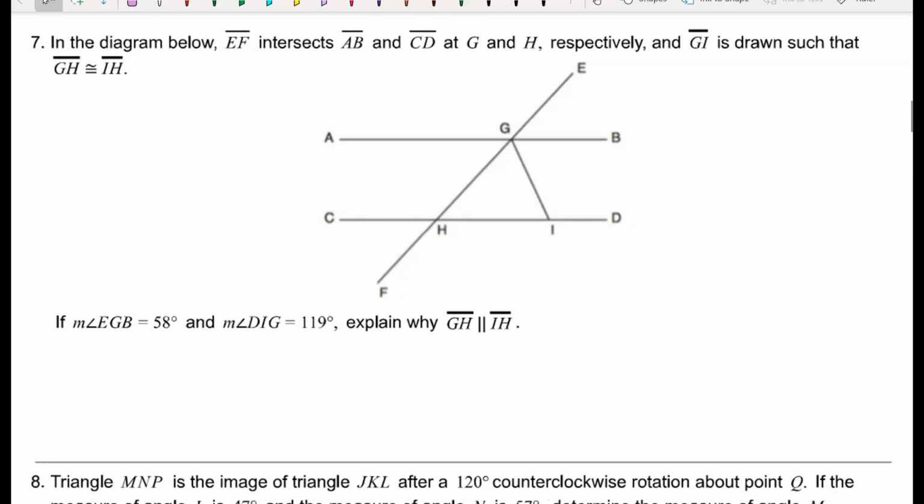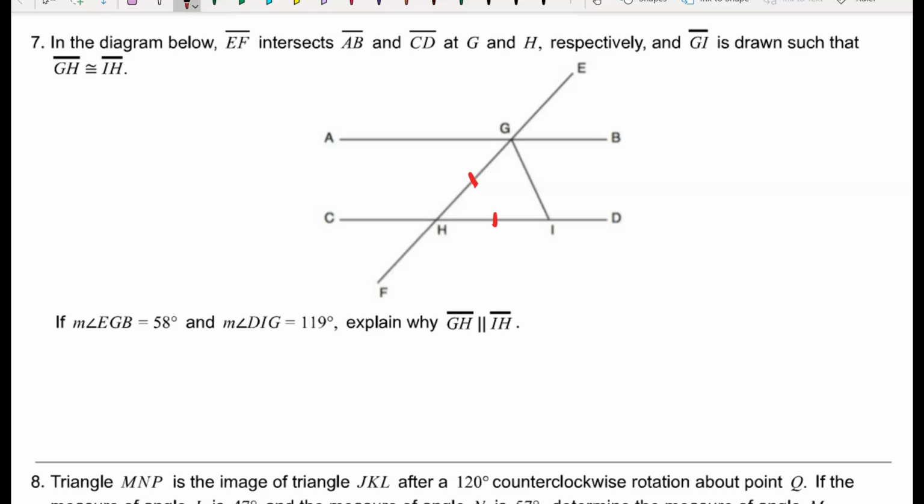Number 7. In the diagram below, segment EF intersects segment AB and segment CD at G and H respectively. And GI is drawn such that GH, that segment right there, is congruent to segment IH right there. So I'm going to mark those just with tick marks so I know they're congruent.